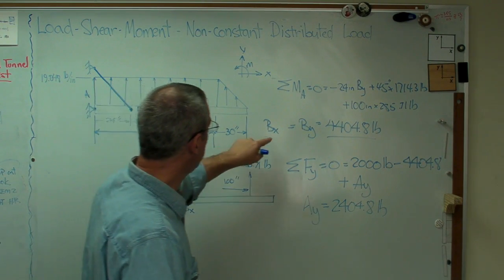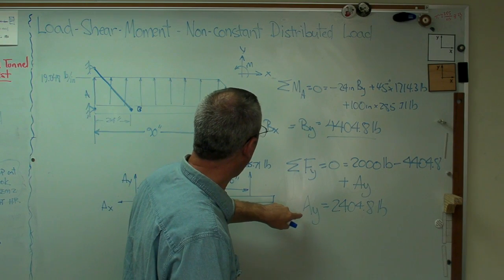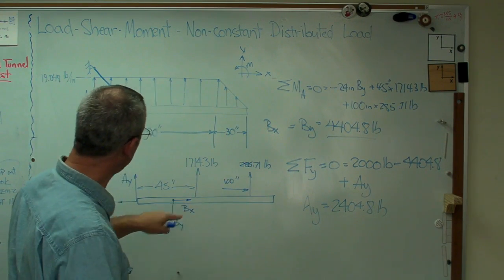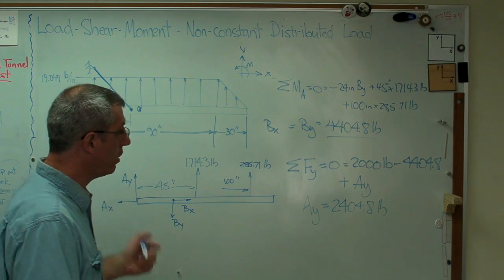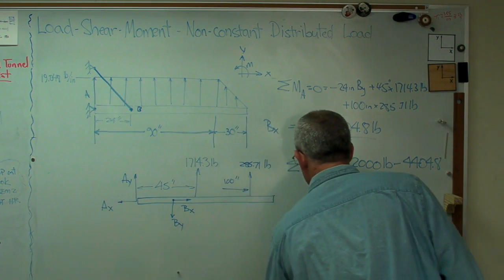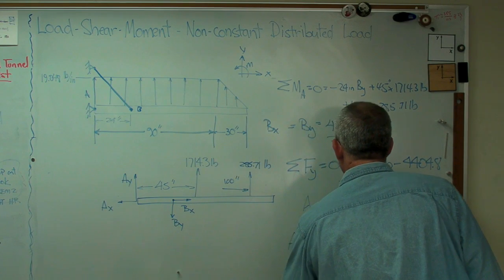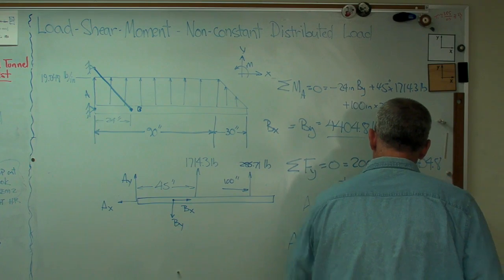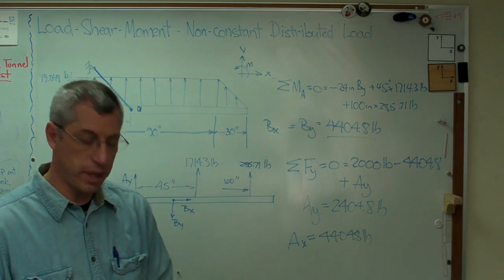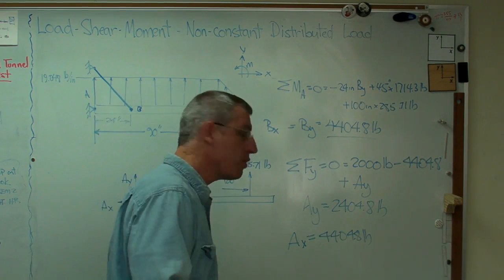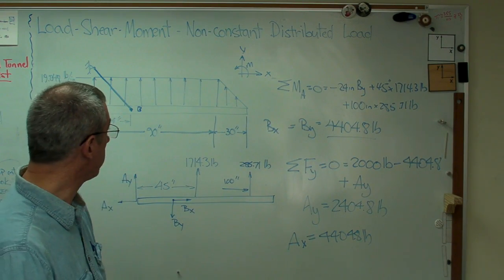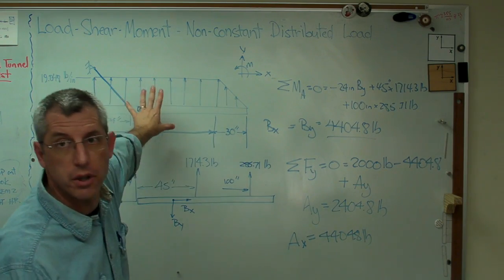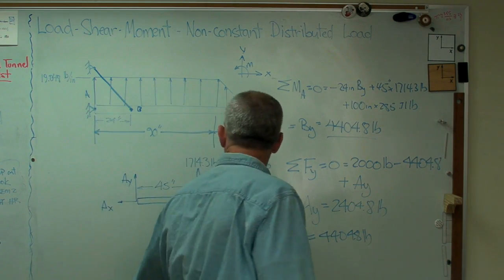I've got Bx, By, Ay. What about Ax? Well, there's only 2 horizontal forces, Bx and Ax. I know they have to be equal and opposite. So I get to go ahead and write Ax also equals 4404.8 pounds. So I've got all that good information there, and I'm ready to start drawing a load shear moment diagram. I've got a small board here, so I'm going to erase this and start the load shear moment diagram over there.